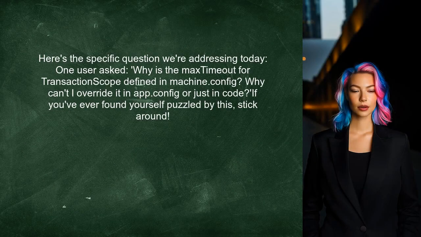Here's the specific question we're addressing today. One user asked, why is the max timeout for TransactionScope defined in machine.config? Why can't I override it in app.config or just in code? If you've ever found yourself puzzled by this, stick around as we explore the reasons behind it.